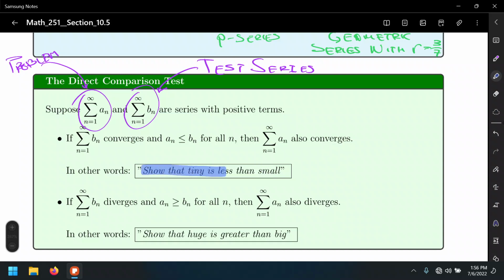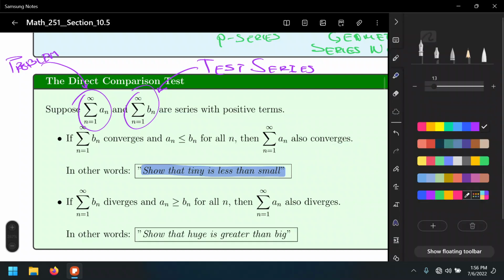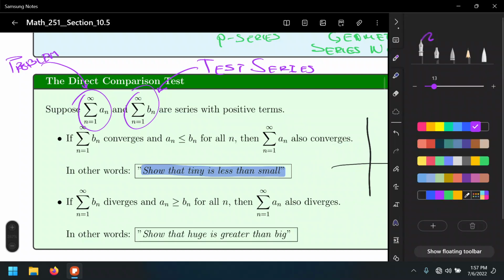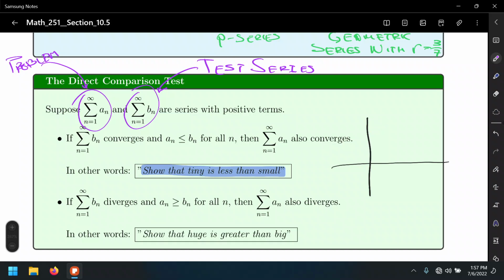Alright, let me give you a brief picture for this, so you can have a better visual. In this case, we have b sub n, which is a known series that we know converges. That is, it's not blowing up to infinity, it's getting somewhere. I'm going to denote the graph of that sequence like this. It could converge to 0, it could converge to 1, whatever that is, it doesn't matter.